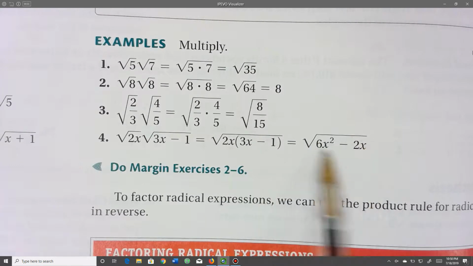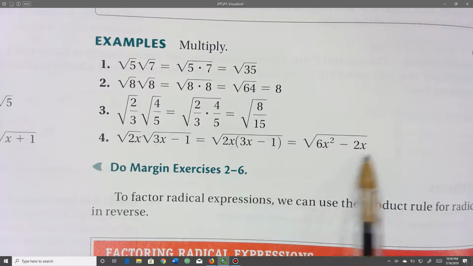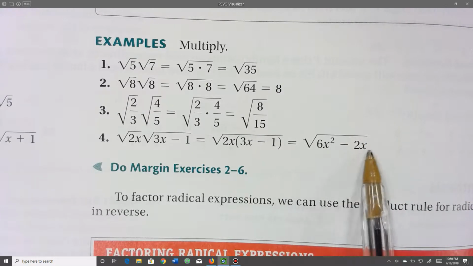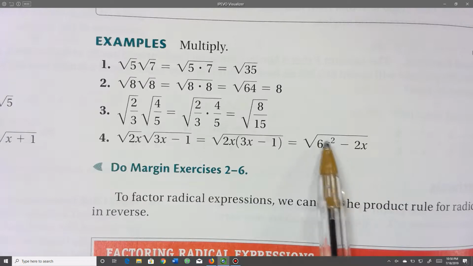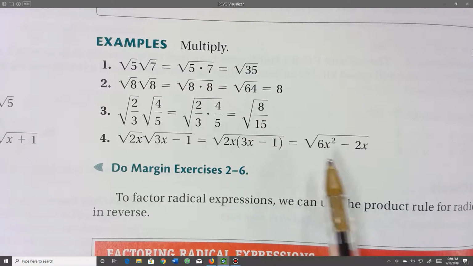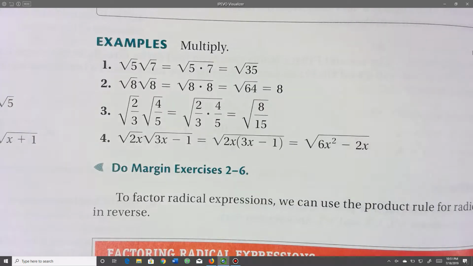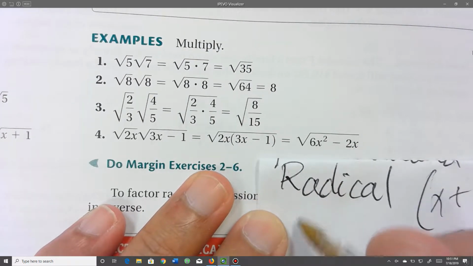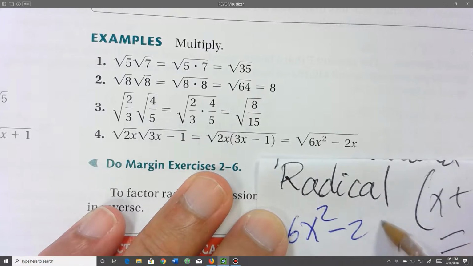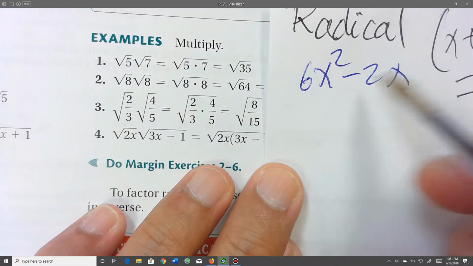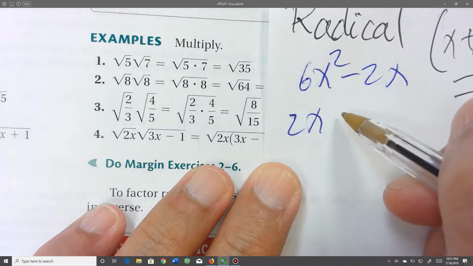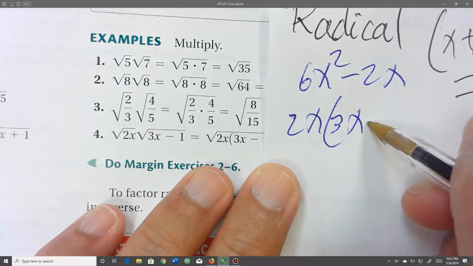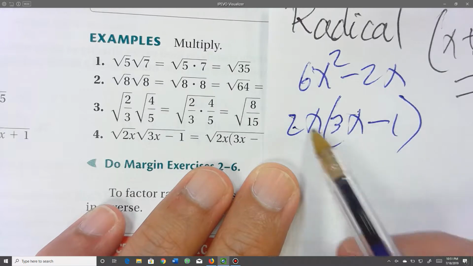And then make sure you simplify the expression as much as you can. In this case, I don't have this. Well, no, this expression could factor out. Let me show you what I mean. In this case, you could simplify that 6x squared minus 2x by factoring out common terms. I know that you can factor out 2x out of that, and then multiply that times 3x minus 1. That's going to give you back this expression.